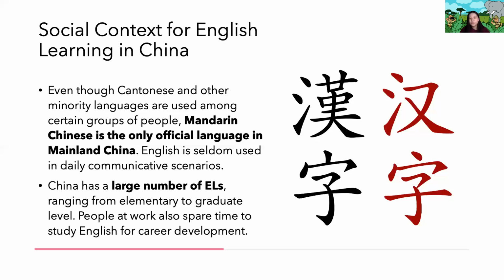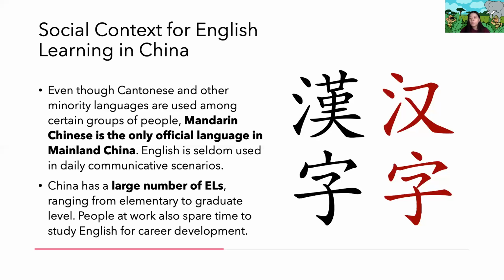So students in elementary, secondary, undergrad, and graduate levels study English, which is very interesting. And even people who are at a workplace spare time to study English. So the purposes for these types of learners are kind of different.